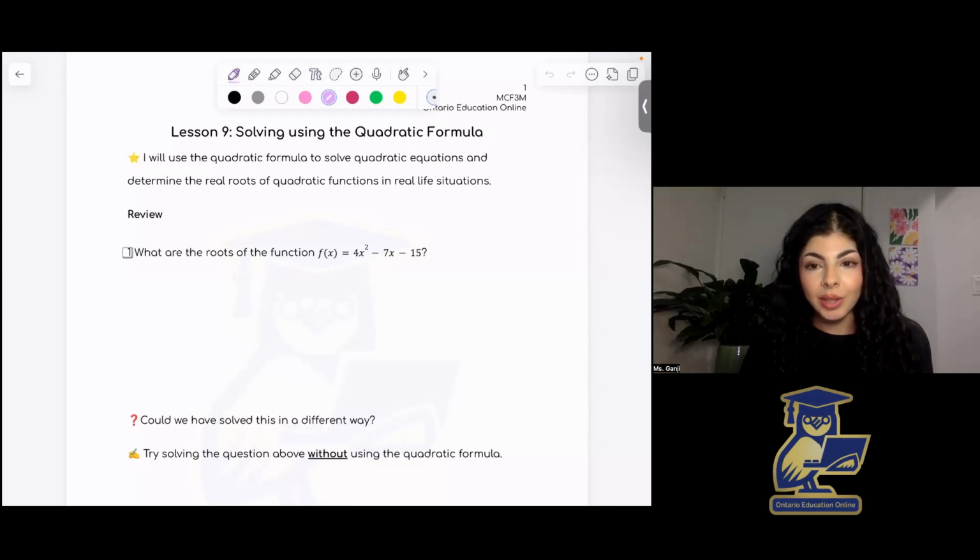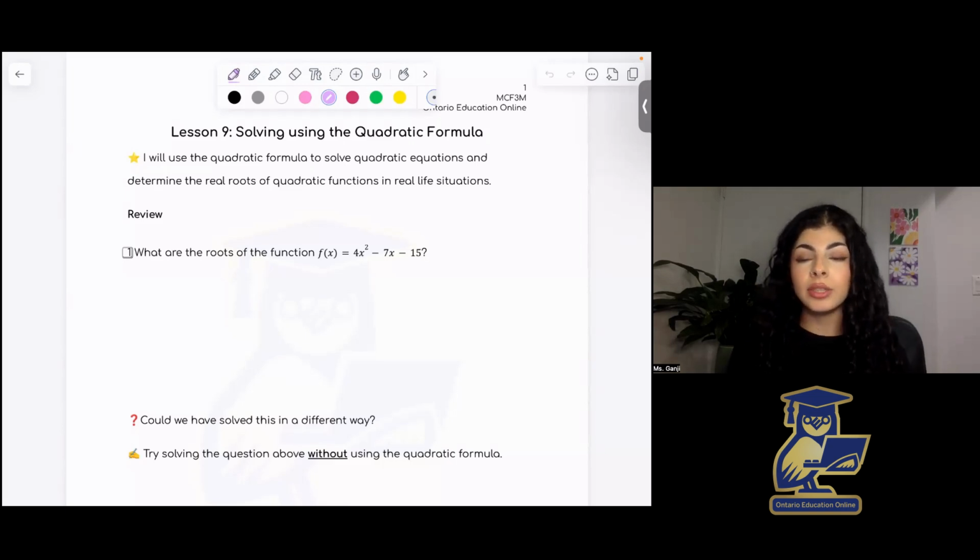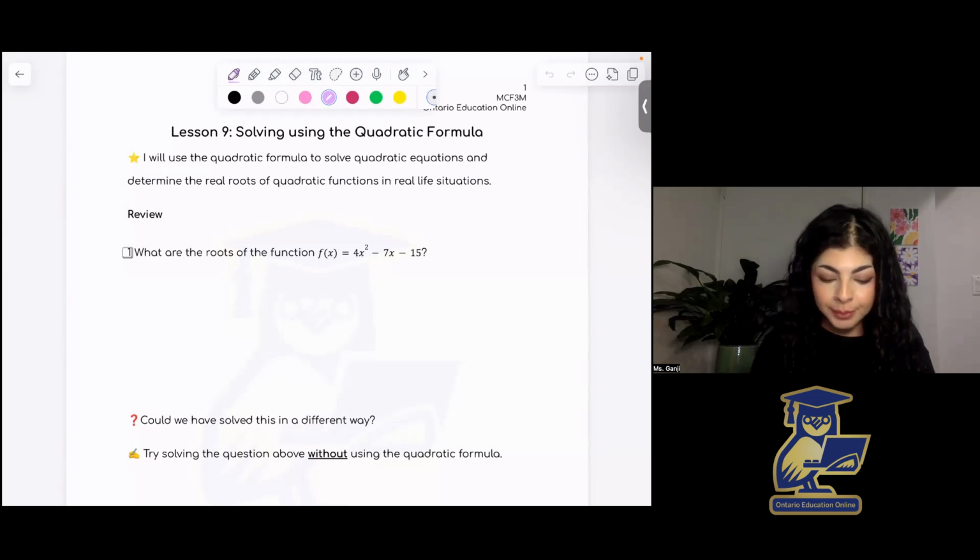Welcome to Lesson 9, Solving Using the Quadratic Formula, where now that you've seen the quadratic formula and got a chance to practice using it, we're going to see it in a few more examples and compare it to some of the other methods we've seen to solve quadratics. So our learning goal today is to use the quadratic formula to solve quadratic equations and determine the real roots of quadratic functions in real life situations.